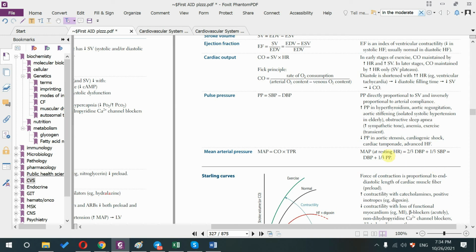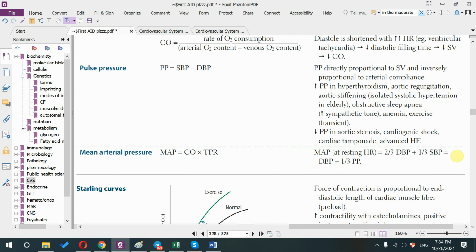So, at resting heart rate, you can calculate it as follows. There are two ways, but basically you get the blood pressure of the person, you take 2/3 of the diastolic blood pressure and add it to 1/3 of the systolic blood pressure. An easier way to do it is the diastolic blood pressure plus 1/3 of the pulse pressure. Pulse pressure was the systolic minus the diastolic.